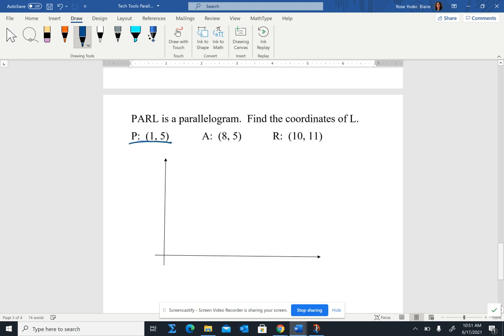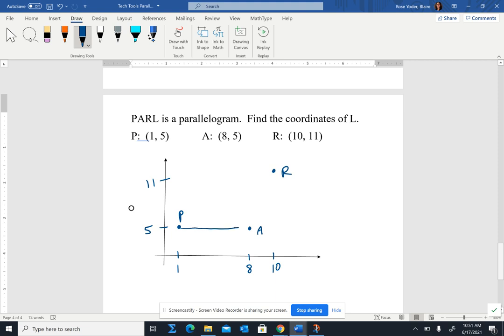If P is 1, 5, I just make a little sketch of where 1 would be on the x-axis and then kind of eyeball where 5 would be on the y-axis and plot the P. So let's try to do the same thing with A. A is 8, 5. So I'm going to go over to 8-ish on the x-axis, and the y-coordinate is the same, 5. So that's my A. And then finally, I'm going to plot R at 10, 11. So 10 is a little past 8, and then 11 is going to be way up here somewhere. 10, 11. So that's R.